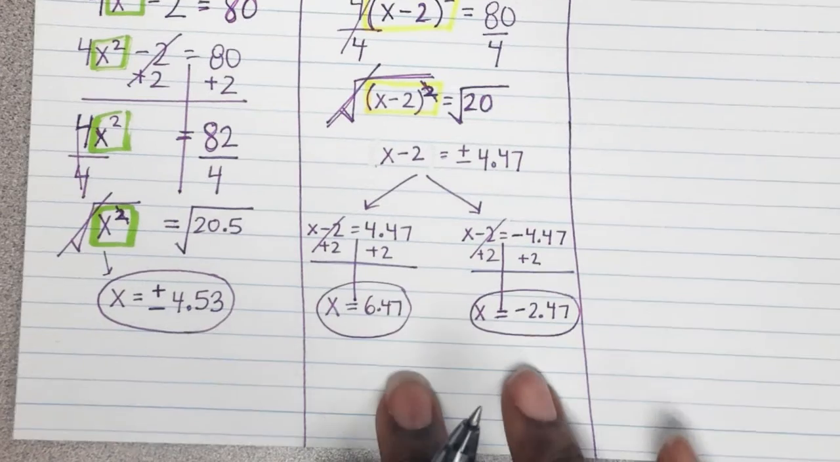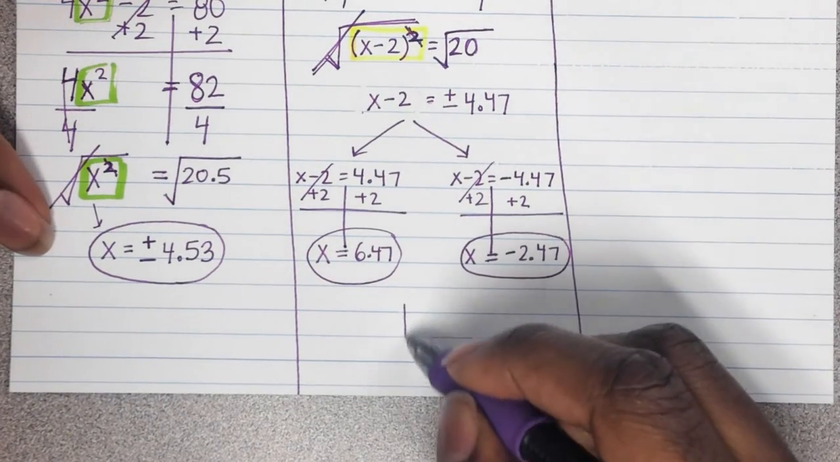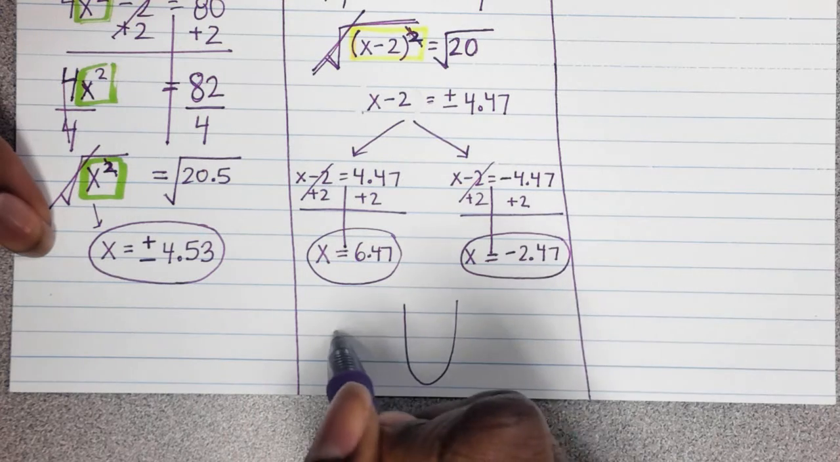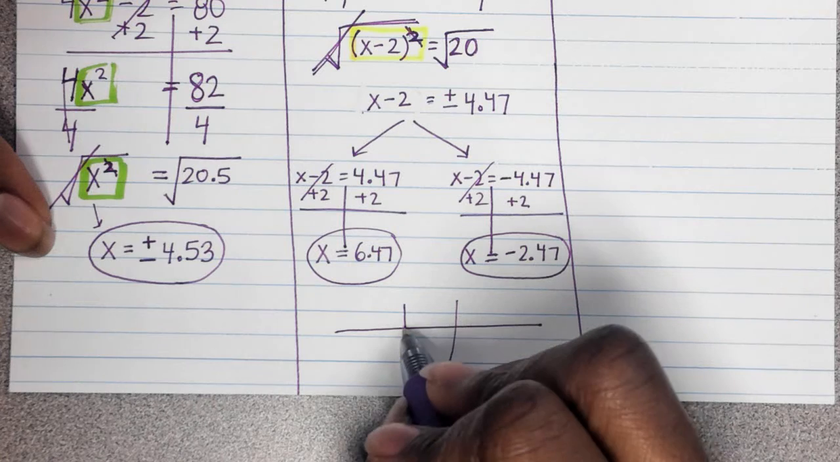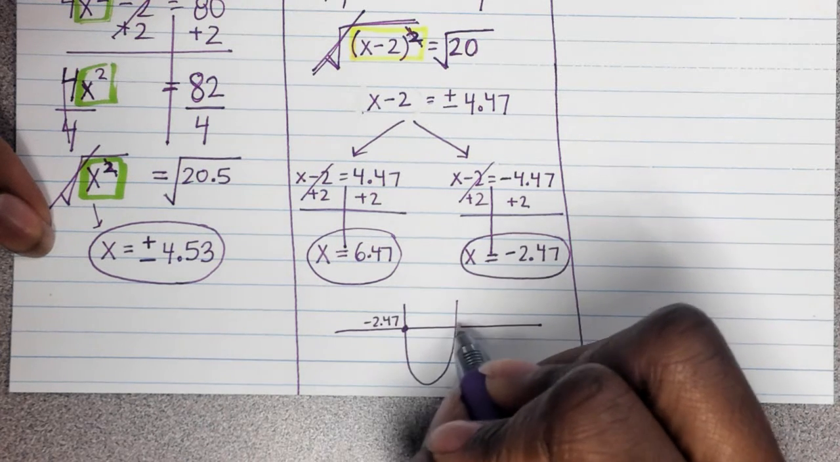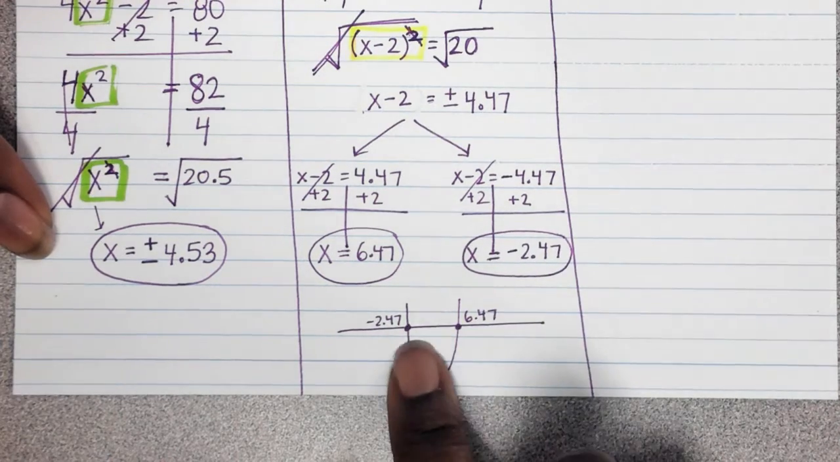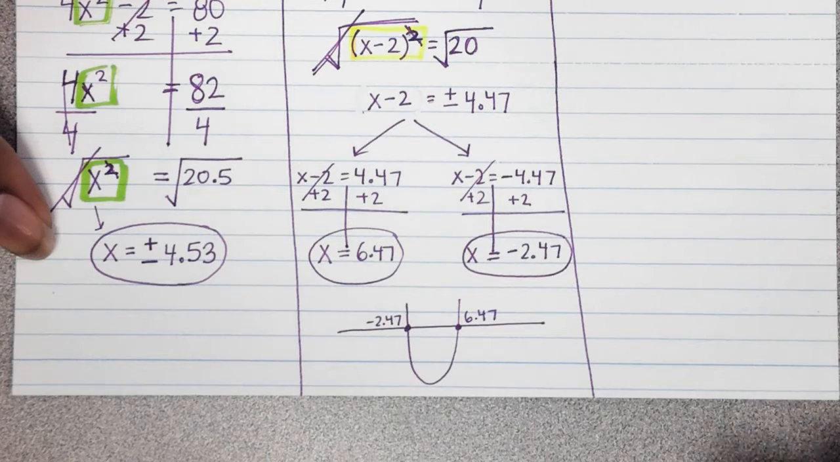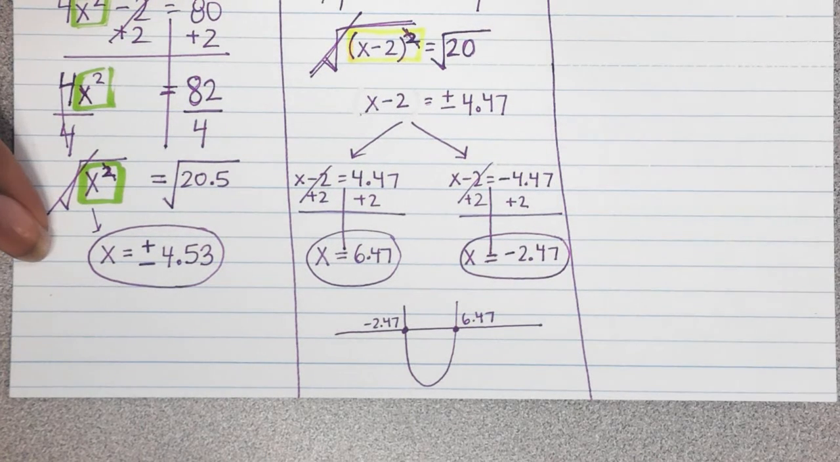Remember what a solution is? It means if I have a parabola and I want to know where it touches the other line or the other thing, it says one of them touches at negative 2.47, the other touches at 6.47. Remember, solutions are still solutions. We're just not looking at the picture anymore. I just want to remind everybody of that.